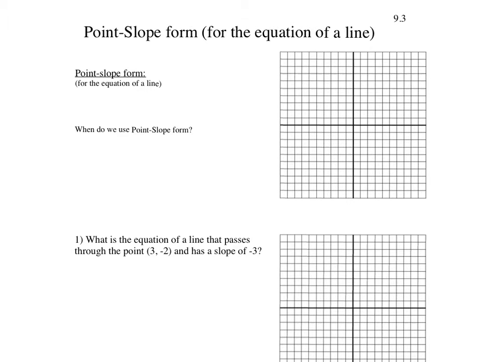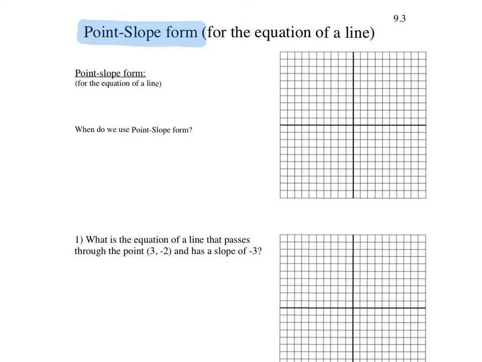So we are still continuing with graphing lines, but now I am introducing to you a new way to graph lines, a new formula and equation that we can use to graph equations of a line. And it's called point-slope form. And it's exactly as it sounds. All you need is a point and the slope to graph the line.